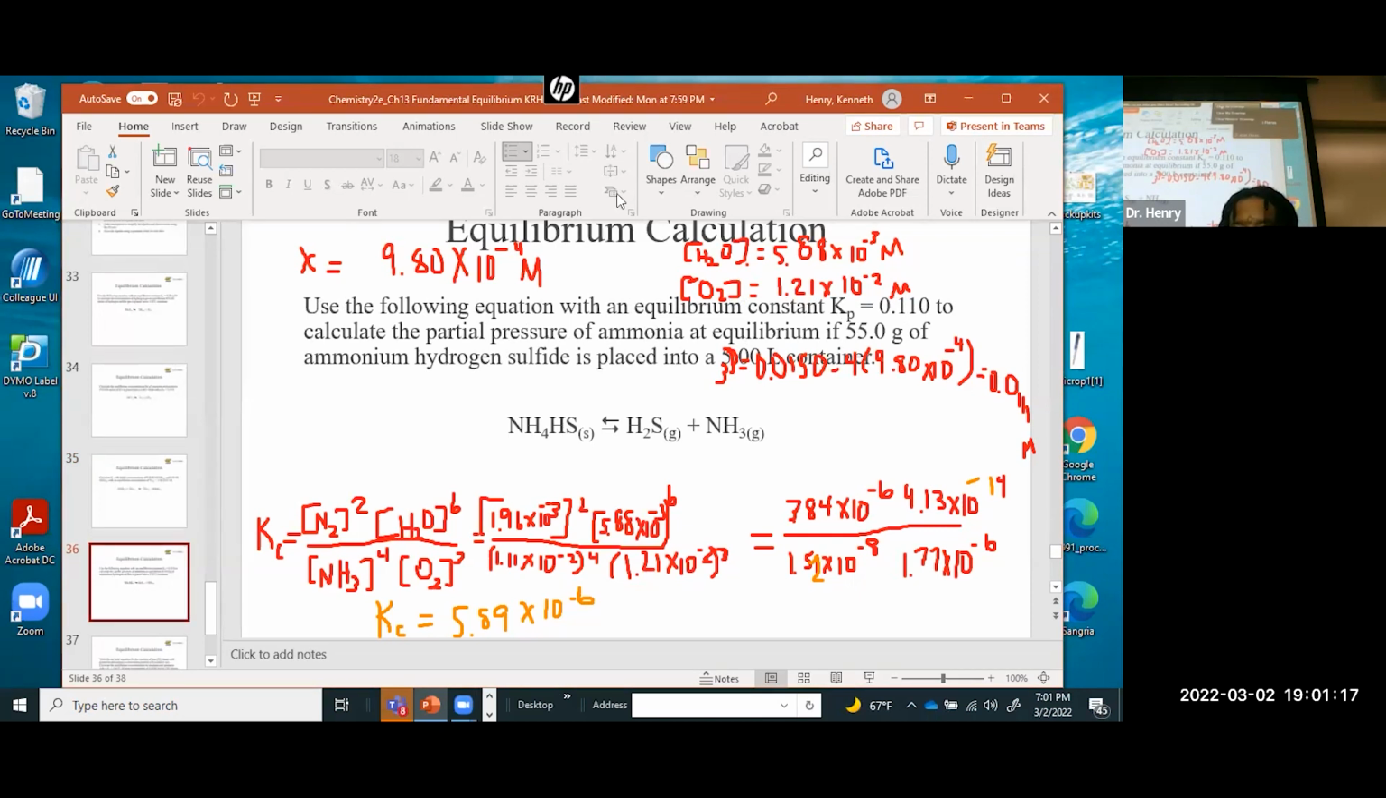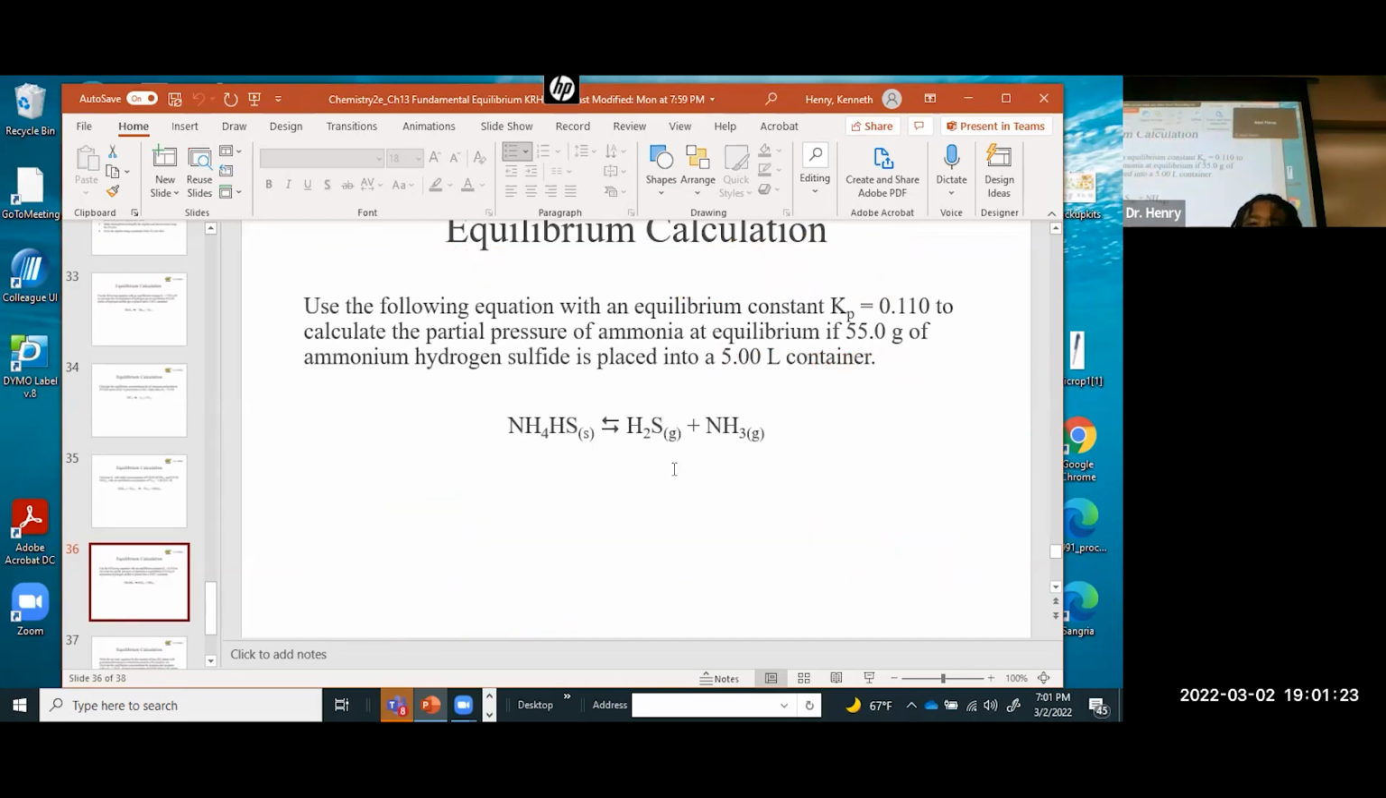Okay. Can I clear? Okay, so let's see. Using the following equation with an equilibrium constant of Kp equal to 0.110, calculate the partial pressure of ammonia at equilibrium if 55.0 grams of ammonium hydrogen sulfide is placed in a 5.00 liter container.